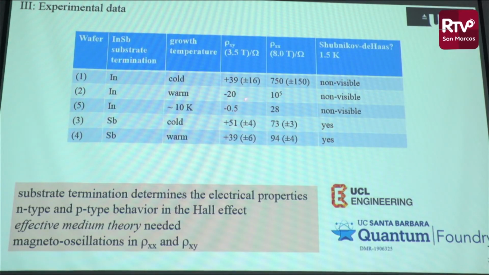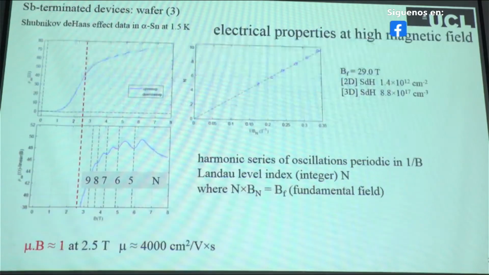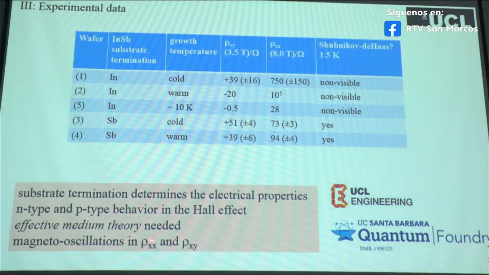In rho XY, we can get a sign change, so we've got electrons and holes in the system. We've got a variation of resistivities. I mean, you can see here 10 to the 5 resistivity for the indium terminated surface. So we've got N and P type behavior. We really need an effective medium theory to understand this. And we've also got these magneto-oscillations in rho XX and rho XY.